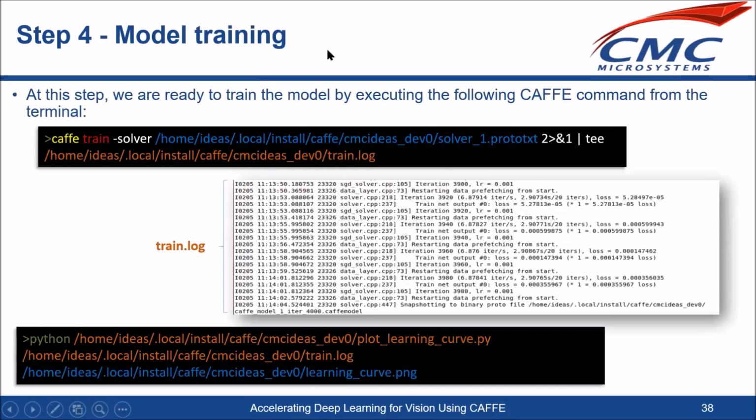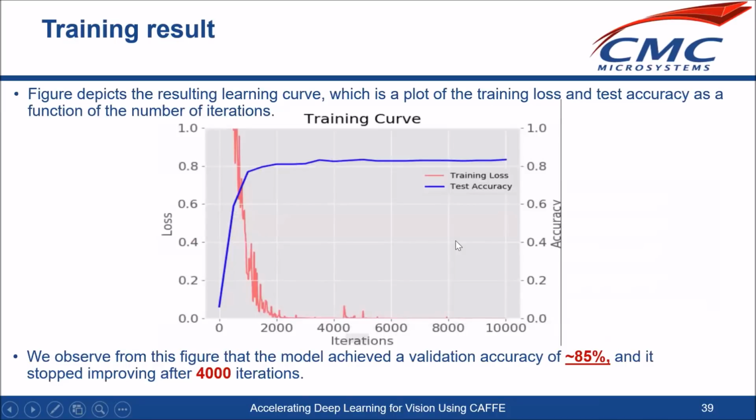For model training, we issue a simple command, caffe train. We specify the solver, in our case solver_1 proto.txt. And we generate the train log, which is basically the training result. It will be saved in a file. After that, we can plot the learning curve that is obtained from this training log.